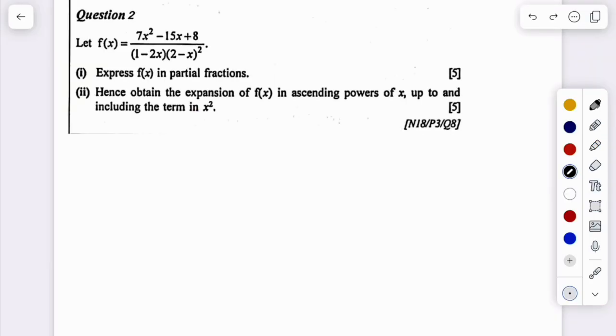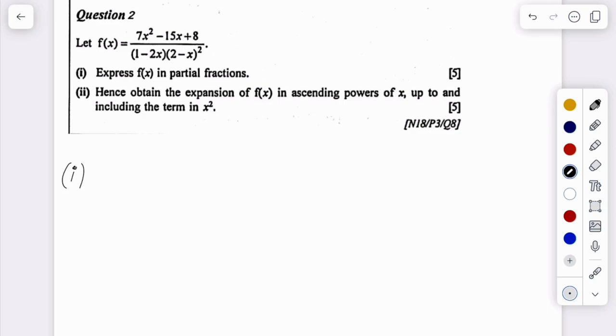All right, now the second question here is a little bit more basic. I say basic, I mean just a little bit more simple, in the sense it doesn't really ask you to do as much. So the way we're going to go about doing this is, for number i, what we've got here is we need to express it in partial fractions.